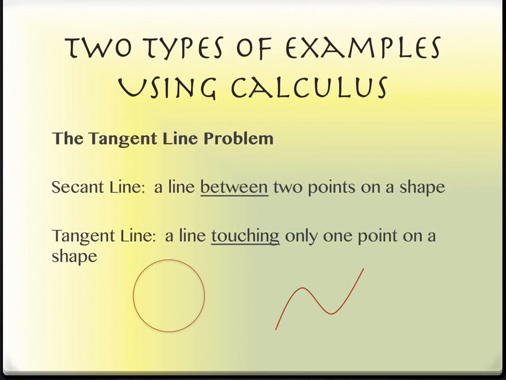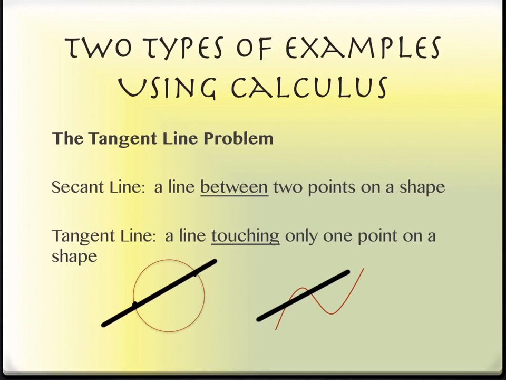The tangent line problem talks about secant lines versus tangent lines, and we mentioned these in one of our examples last time. A secant line is a line that cuts through a shape. In particular, you take 2 points on the shape and you connect them with a line segment or a line through them. That's a secant line. You can do it for this graph just the same as you can do it for this graph. It doesn't matter what the shape is, it's still called a secant line.